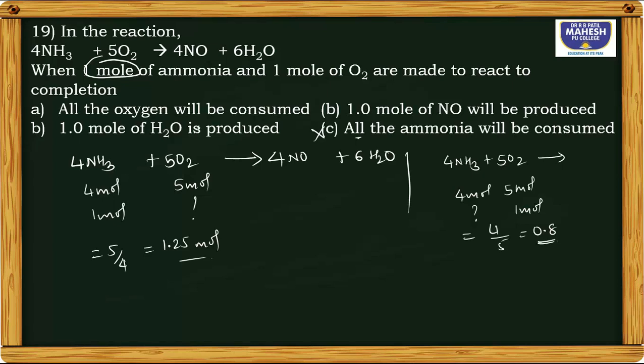And 1 mole of water is formed. No, that is not possible. We are going to get a different number of water molecules. 1 mole of NO will be produced. No. So here all oxygen will be consumed. Yes. Why? Because oxygen is the limiting reagent. To react with 1 mole of ammonia we require 1.25 mole of oxygen. Available is only 1 mole. So 1 mole of oxygen is completely reacted. So hence option A.